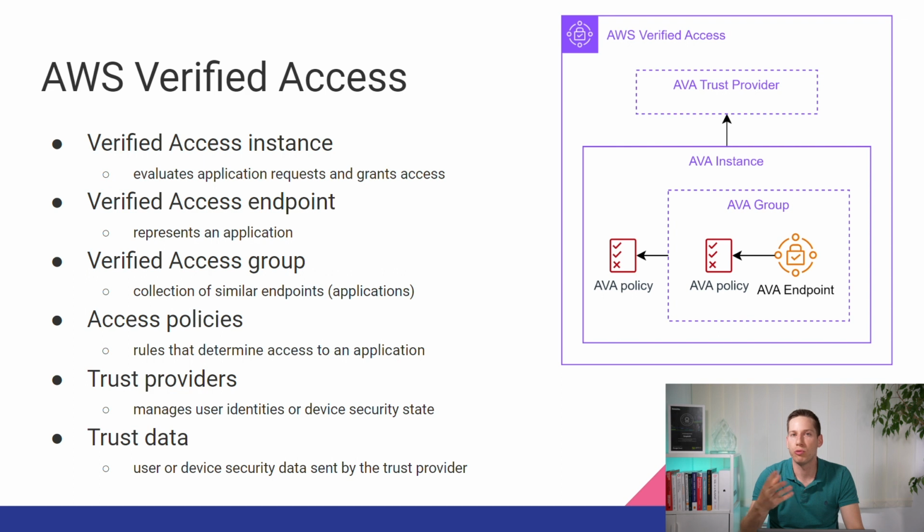There are the trust providers. The trust providers are going to be used by verified access to establish or to get user or device information. Basically, these can be user or device trust providers, for example, Keycloak, that we are going to see in an example later. And the trust data is going to be the details sent by the trust provider. This is going to be used by verified access, and this is going to be verified against the policies.